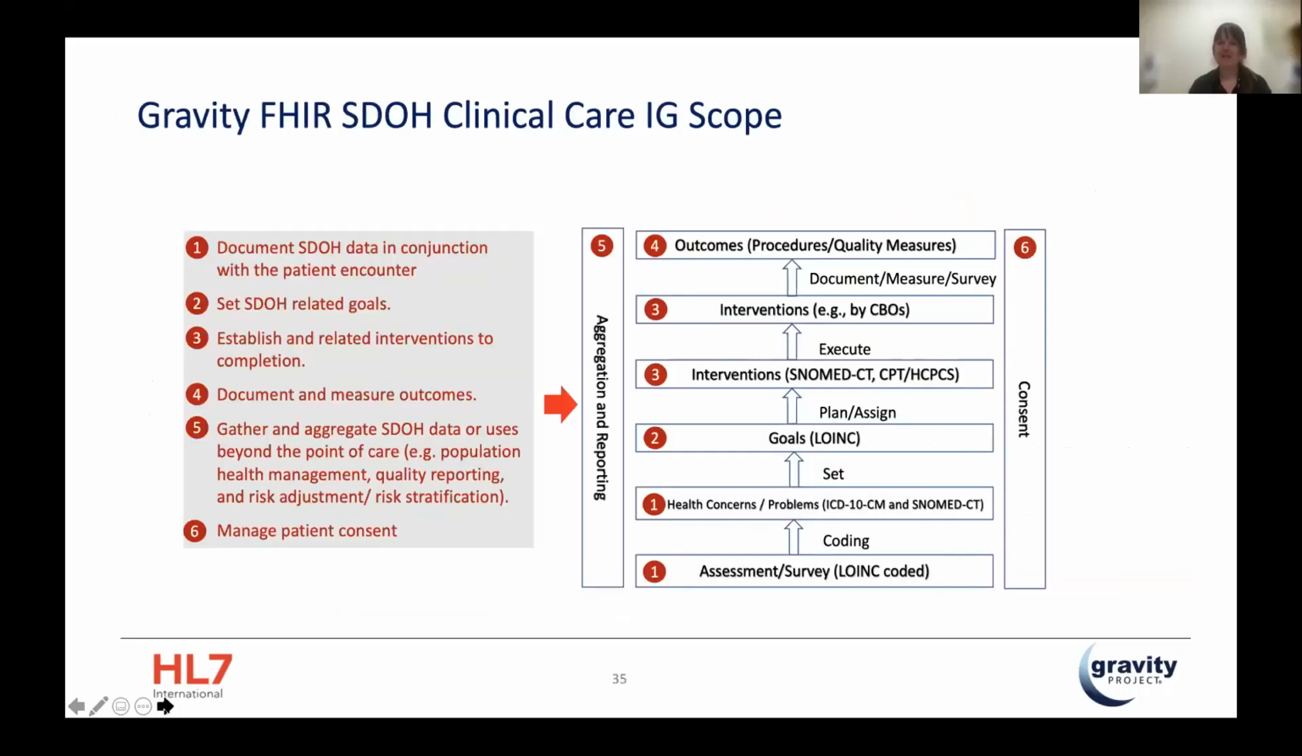The use cases for the FHIR implementation guide, again, this is about data exchange. So some of them are the same as terminology and some are not. So it's again about SDOH data in conjunction with patient encounters. They add documenting social determinants of health related goals, so the patient goals of care can be exchanged with patient consent across different settings. Again, it's the same established and related interventions to completion. So documenting and tracking referrals, making sure the interventions are completed. That's part of the technology use case as well.